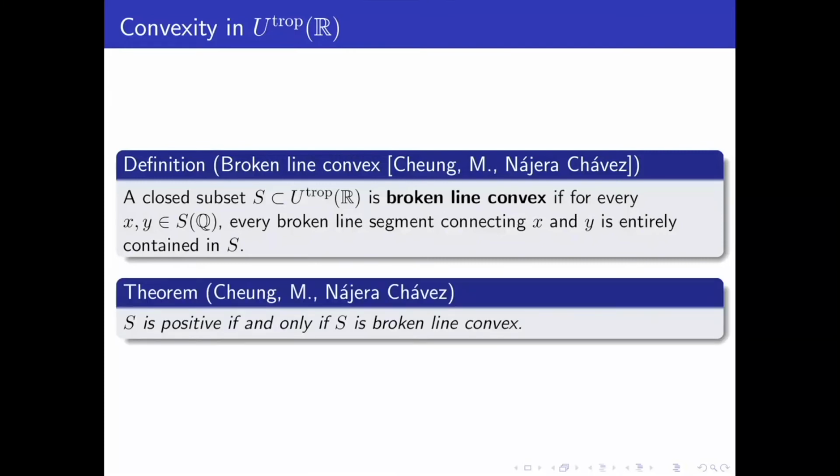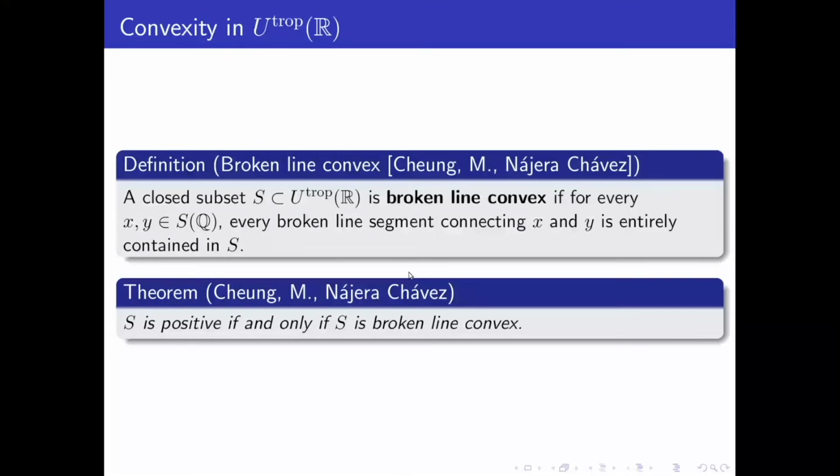Okay, and our main theorem is that this notion of broken line convexity does exactly what you would hope. It gives exactly the thing for cluster varieties that usual convexity does for toric varieties. So S is positive if and only if S is broken line convex. So broken line convex subsets of U trop R are exactly those subsets that define compactifications of the mirror U check through some Proj construction.